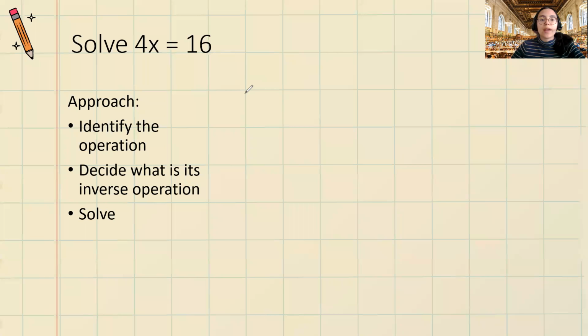Here we have 4x is equal to 16, and we're asked to solve. So first, we're going to identify the operation that is put on the variable, and then decide what would be the appropriate inverse operation. Here we have 4x, so 4 times x. So this operation is multiplication. And in order to undo multiplication, we have to divide. So instead of multiplying by 4, I'm going to divide by 4.